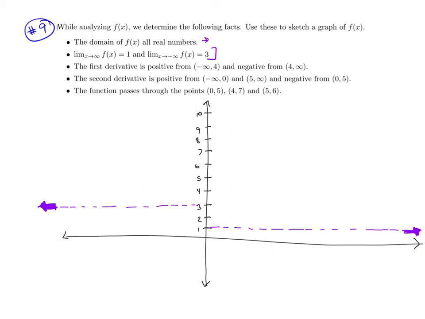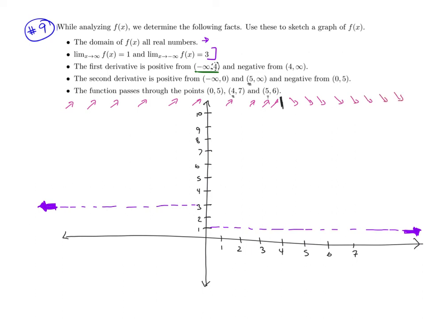The first derivative is positive from negative infinity to 4. So let's put in x values of 4, 5, so maybe we'll go out to, say, 6 or 7 here. So let's call that 1, 2, 3, 4, 5, 6, 7. So I'm going to be increasing until 4. So I could, again, just draw some up arrows here, increasing until I get to 4. And then after that, the derivative is negative, so my function should be decreasing.